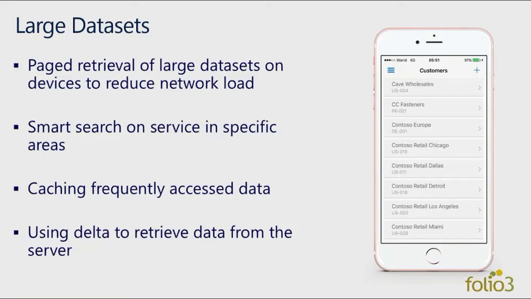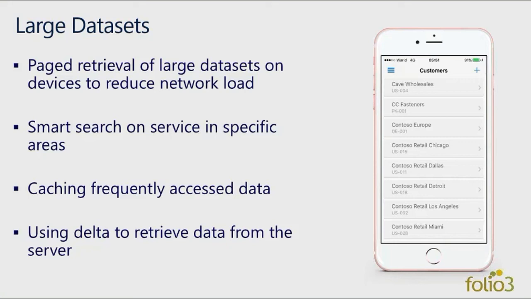The second one is smart search on services in specific areas. Usually we have searches on almost every listing, so we try to design an app in a way that we provide a search area for each and every area. For example, you're seeing a screen on your left with a customer list available. This customer list has a searching mechanism which a user can use to directly jump to those specific records which he wants.